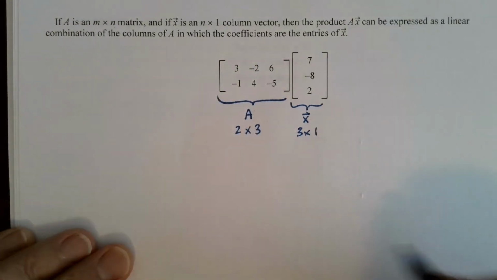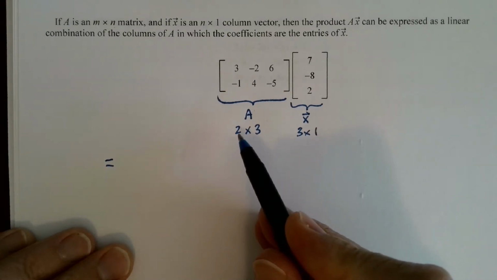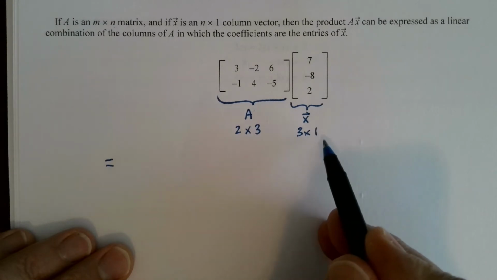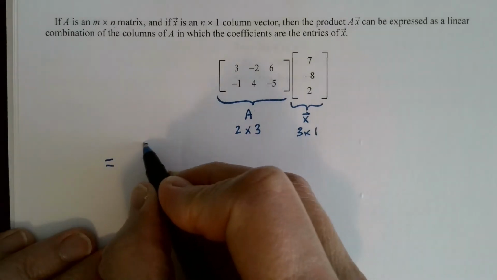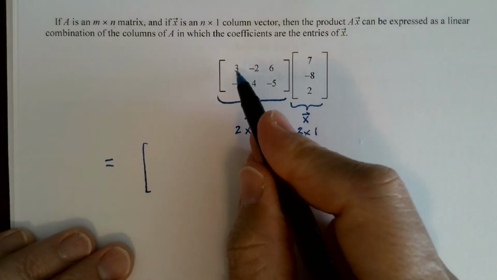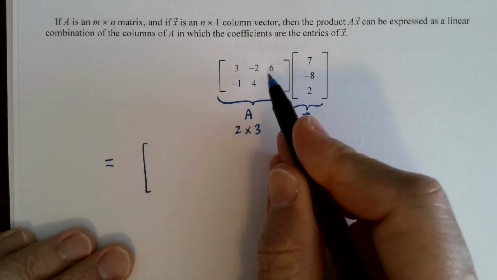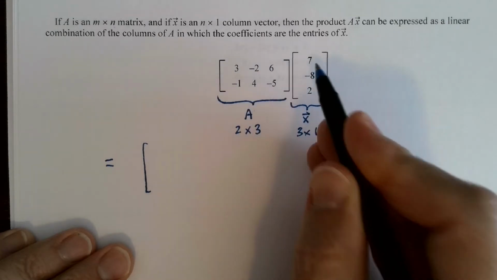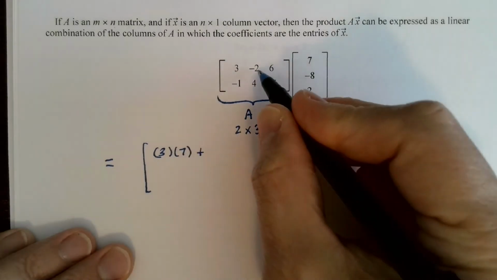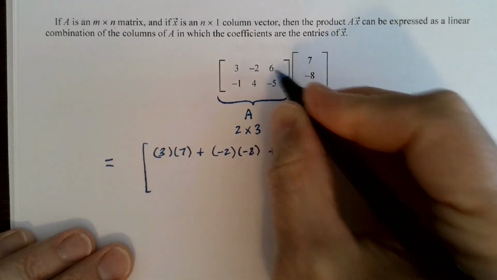So how would we do this multiplication? We've talked about it. The resulting size is what the outer numbers tell us, 2 by 1, 2 rows, 1 column. What's the first row going to be? Well, I'm going to take the first row in this matrix and multiply it by this column, or the dot product. Remember how that works. That's 3 times 7 plus negative 2 times negative 8 plus 6 times 2.